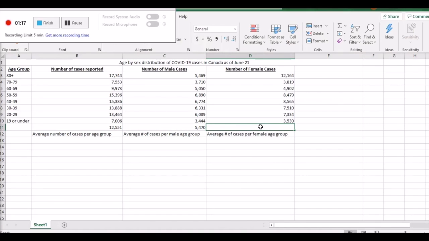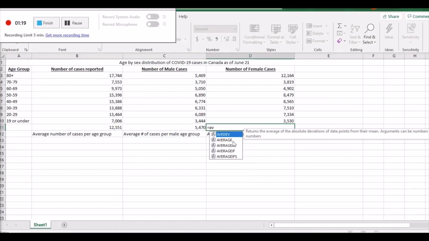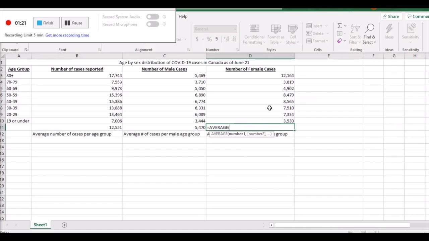And then the next thing we're going to be doing is the number of female cases, which is the same thing as what we did earlier. We're going to be doing equals average, and then we highlight all the data we're using, close the bracket, and then press enter. And there we have it right there. So as you can see here with this data, the number of cases per age group for females is 7,038, which is the highest between the males and the females.